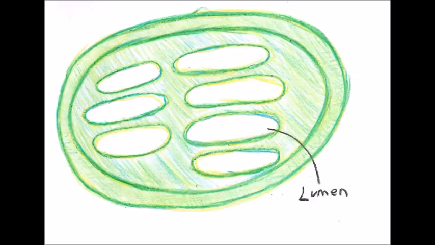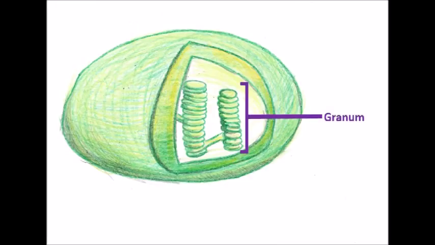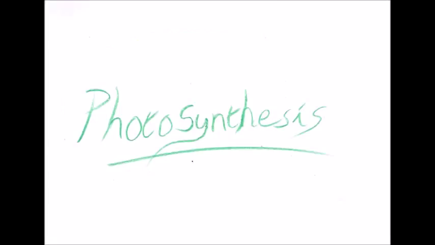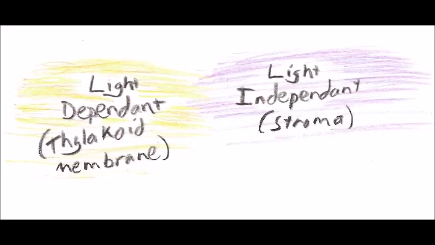The space inside thylakoids is known as the lumen, and the space outside is called the stroma. Thylakoids are stacked into granum, or grana if you're talking about more than one. The reason for these stacks of discs is to provide a large surface area for photosynthesis to take place.